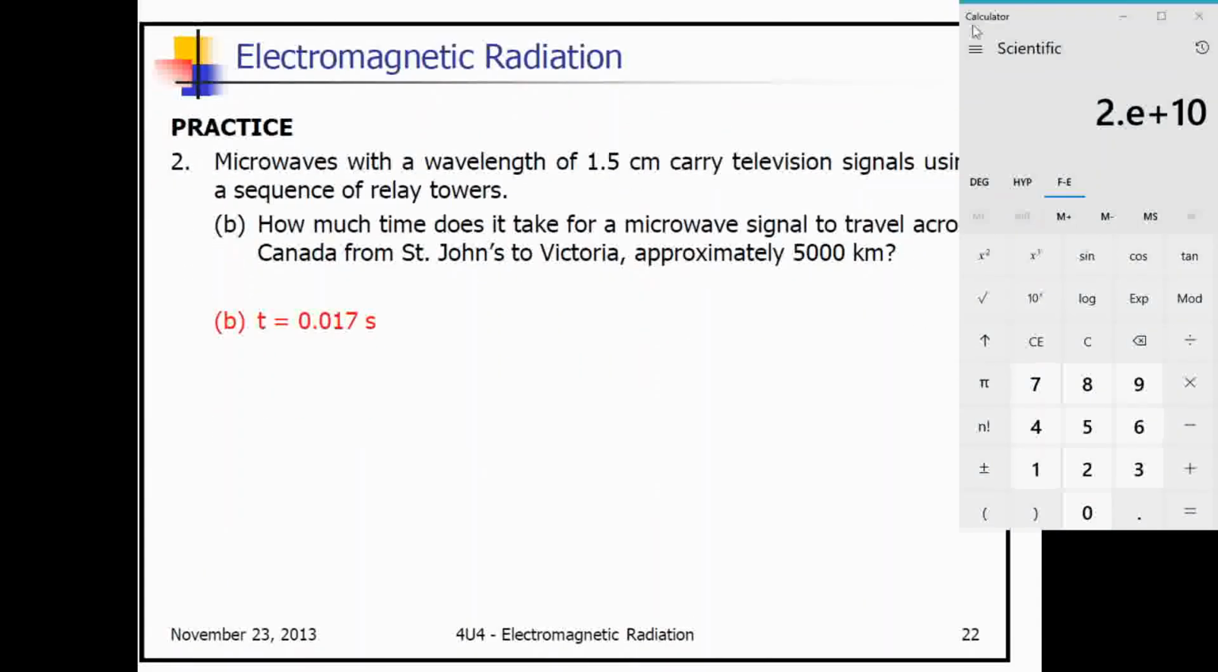Now it says, how much time does it take for a microwave signal to travel across Canada from St. John's to Victoria? And that is 5,000 kilometers. So this is simply C equals D over T. So T would equal the distance, 5,000 kilometers, divided by 3 times 10 to the 8. That gets us to 0.016 repeated, or 0.017 seconds. So even traveling across Canada, that's 17 milliseconds. So it's not a lot, but it could provide a little bit of a delay.